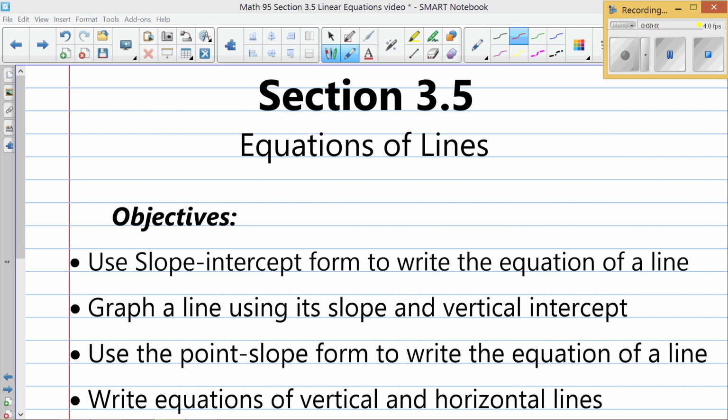Welcome back to section 3.5 in Math 95. We're going to continue talking about equations of lines. We've already talked about using the slope-intercept form of a line to write the equation of a line.